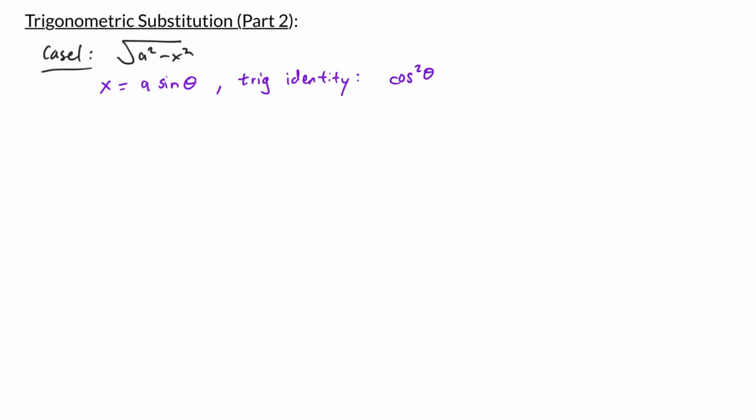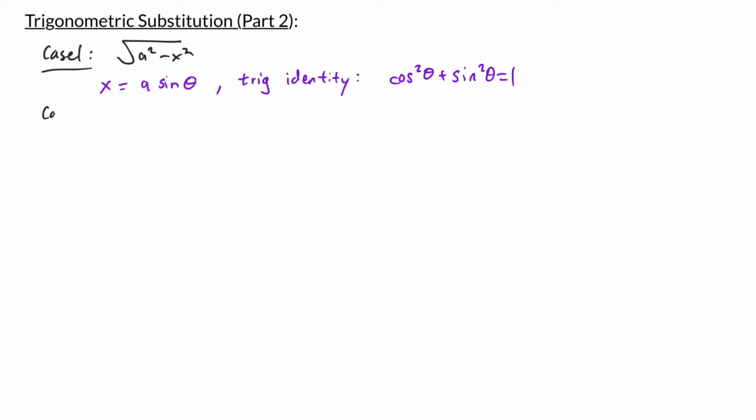In our previous video, we looked at our first case where we had integrals involving square root of a squared minus x squared. And to calculate those integrals, we made the substitution x equals a times sine theta. In the process of computing the integral, we made use of the trig identity cosine squared theta plus sine squared theta equals 1. This identity helped us rewrite the problem without that troublesome square root.